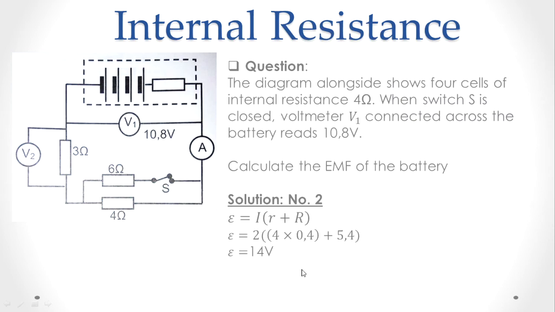Having a look at the next question, we calculate the EMF of the battery. So we use our formula over here. We substitute our values that we do have. We just worked out that the current is 2 amps. The internal resistance is 0.4 for each one of these cells, and there are 4 cells, 1, 2, 3, 4, and so that's 4 times 0.4 gives us 1.6. We add 1.6 to 5.4, and we multiply by 2, and we will get 14 volts. So that is our EMF value.